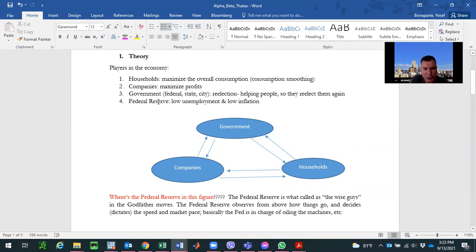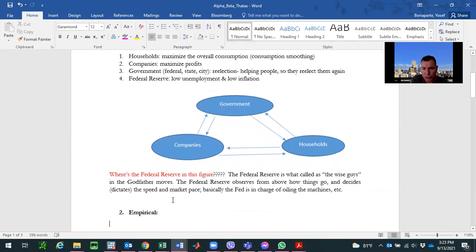You can ask me, where is the Federal Reserve? Well, the Federal Reserve is above all of those. The Federal Reserve is the wise guy, as in the Godfather movie. So they oversee everything here. If they like it, they do nothing. If they don't like it, they play with the interest rate and money supply, so they meet their goals: low unemployment and low inflation.